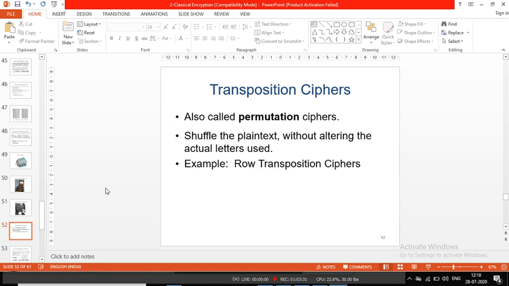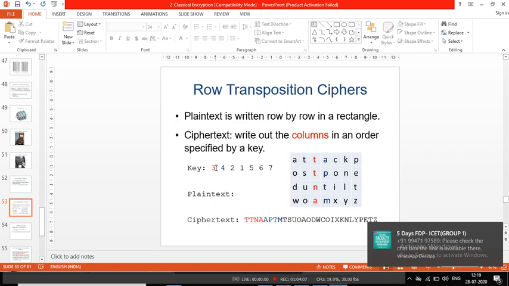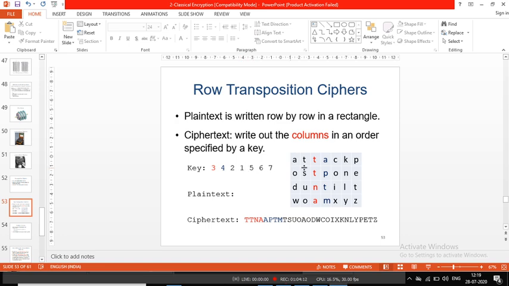That is called a transposition technique, right? We have some examples for the transposition technique also. It is a very interesting one. For example, the row transposition cipher. This is the key: 3 4 2 1 5 6 7. Okay, so you want to hide your message from third parties and show it only to the receiver, only to your friend. Here the key is 3 4 2 1 5 6 7. What is the message here?